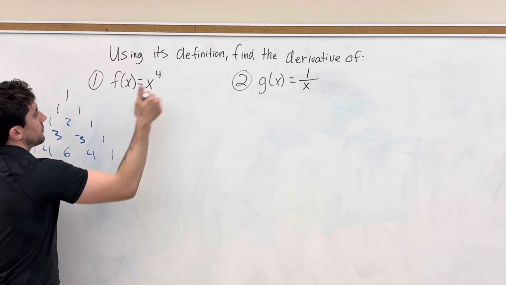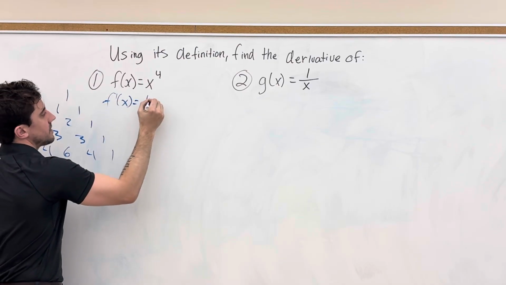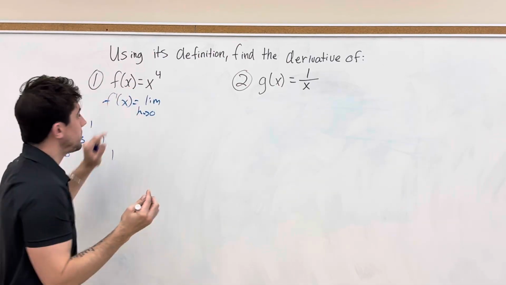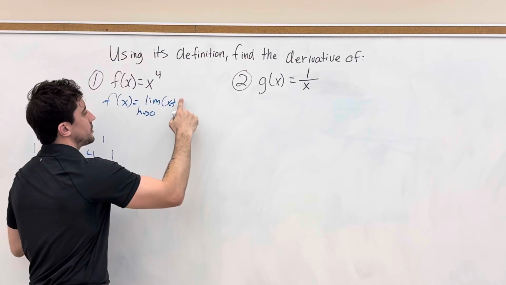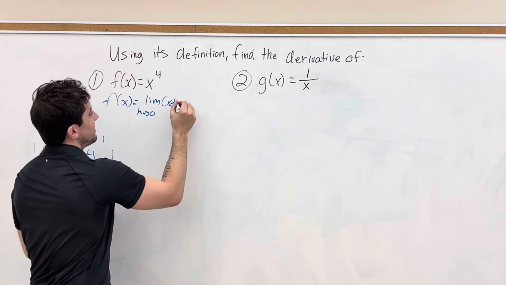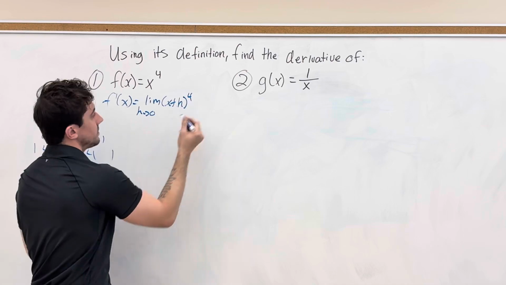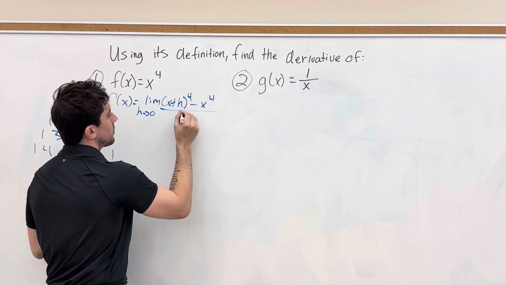And so since we're looking for the derivative, we are looking for f prime of x as the limit as h goes to 0 of f of x plus h, which for us means x plus h, all to the power of 4, right? A binomial raised to the power of 4. That's why we need the binomial theorem, minus f of x, x to the 4, all over h.